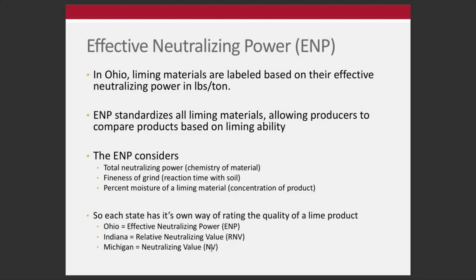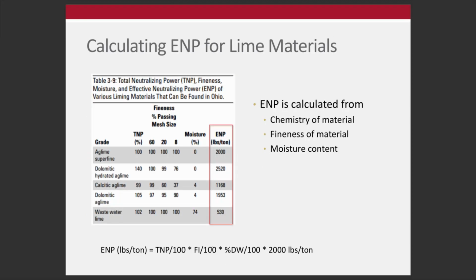I'm not entirely sure about Kentucky and Pennsylvania, but this isn't standardized to the extent that we really would like. The reality is that all these have the same pieces in there. They have the chemistry of the material, the fineness, and the moisture, which may involve the purity of that material, how much of that material is actually lime versus other things, whether that be water or some impurities, etc. So every material that is sold as lime in the state has an ENP, and if you're buying lime, you should be able to ask for this, and the retailer should be able to supply you with this.